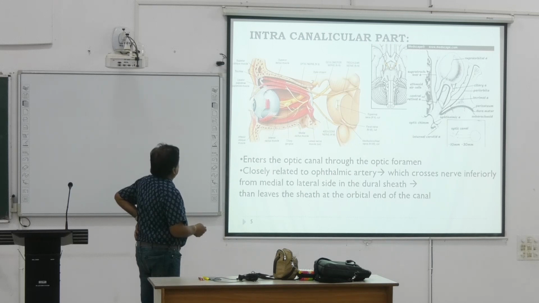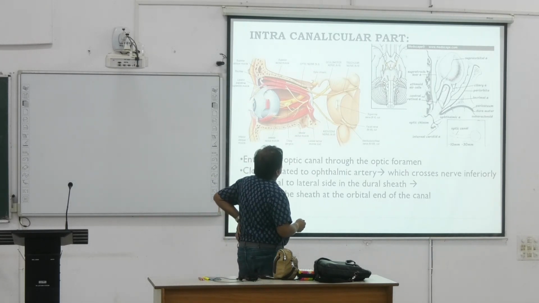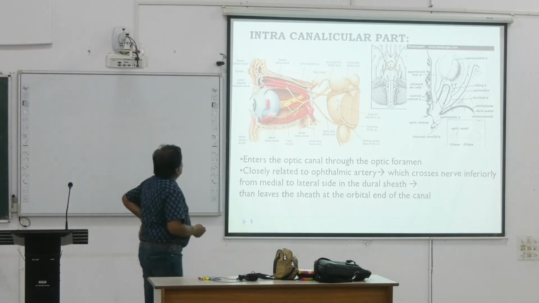It enters the optic canal through the optic foramen, closely related to the ophthalmic artery, which crosses the nerve inferiorly from medial to lateral side in the dural sheath, then leaves the sheath at the orbital end of the canal. See, this is the optic nerve here. The optic chiasma, the internal carotid artery, see the optic canal, 10 to 30 millimeters, and you can see the dural sheath here and the subarachnoid space. Now, this is the total intracanalicular part.